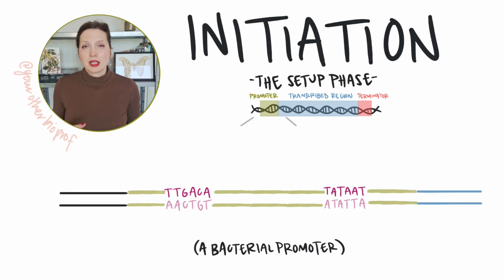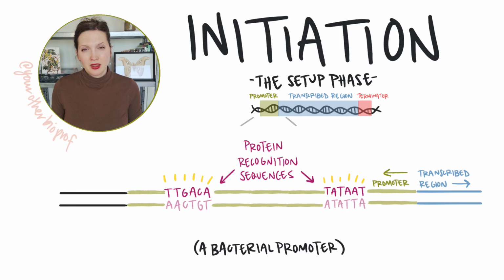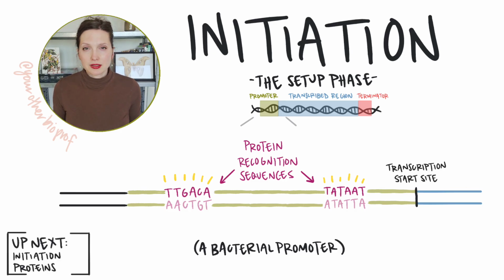The promoter is located upstream or before the transcribed region, and it has specific sequences for protein binding. These sequences vary based on the organism and the gene, so eukaryotic promoters look very different from bacterial promoters. These promoter sequences determine where transcription begins, called the transcription start site.